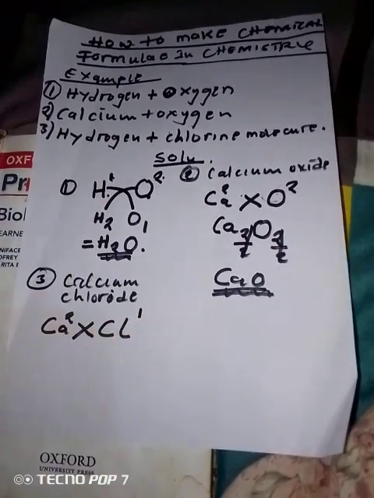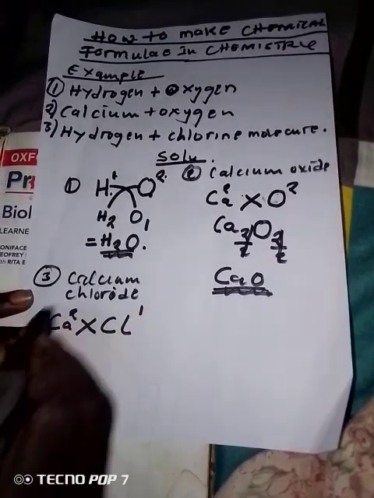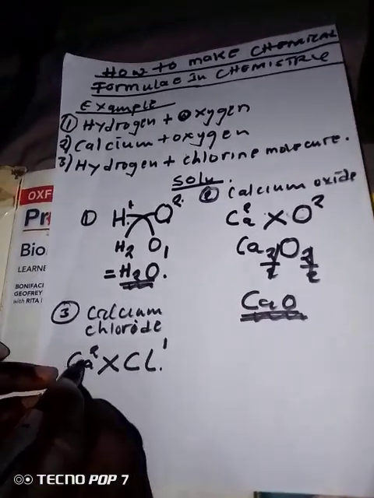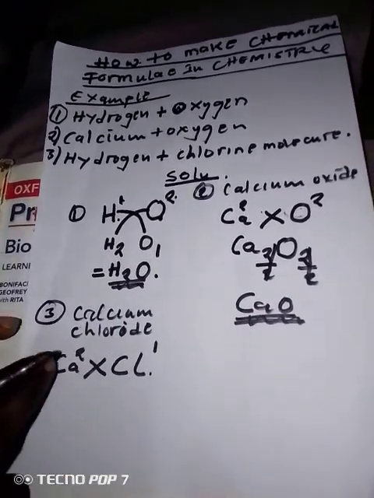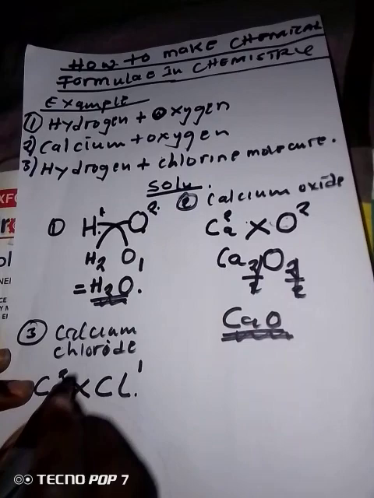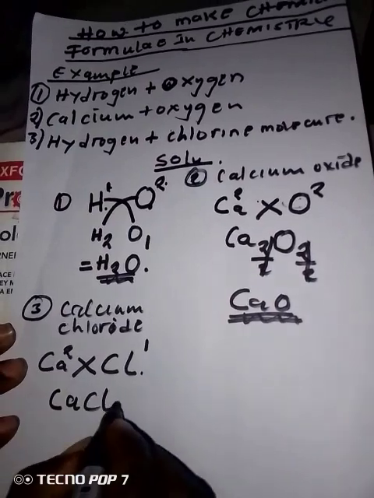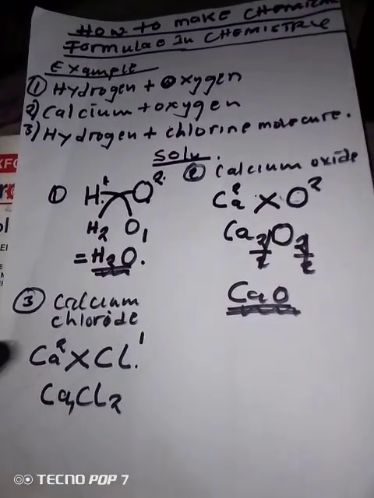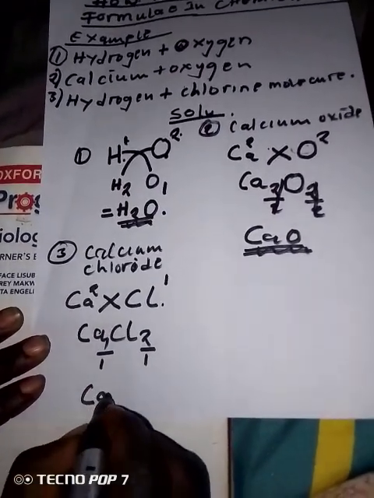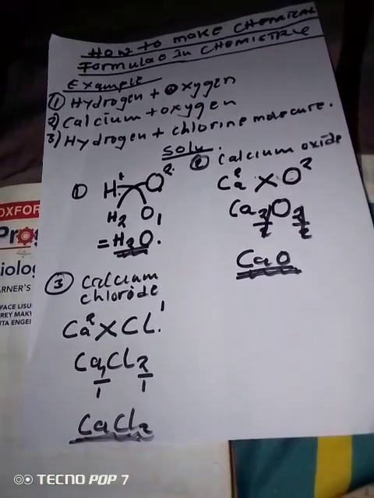What happens if you want to make calcium chloride? They are going to swap the numbers, the valences. The 2 will go to chlorine. It simply means every one calcium atom is bonded to 2 chlorine atoms. So it will end as CaCl, with the 2 coming to chlorine and the 1 going to Ca. Then divide throughout by 1, so we remain with CaCl2. So this is for calcium chloride.